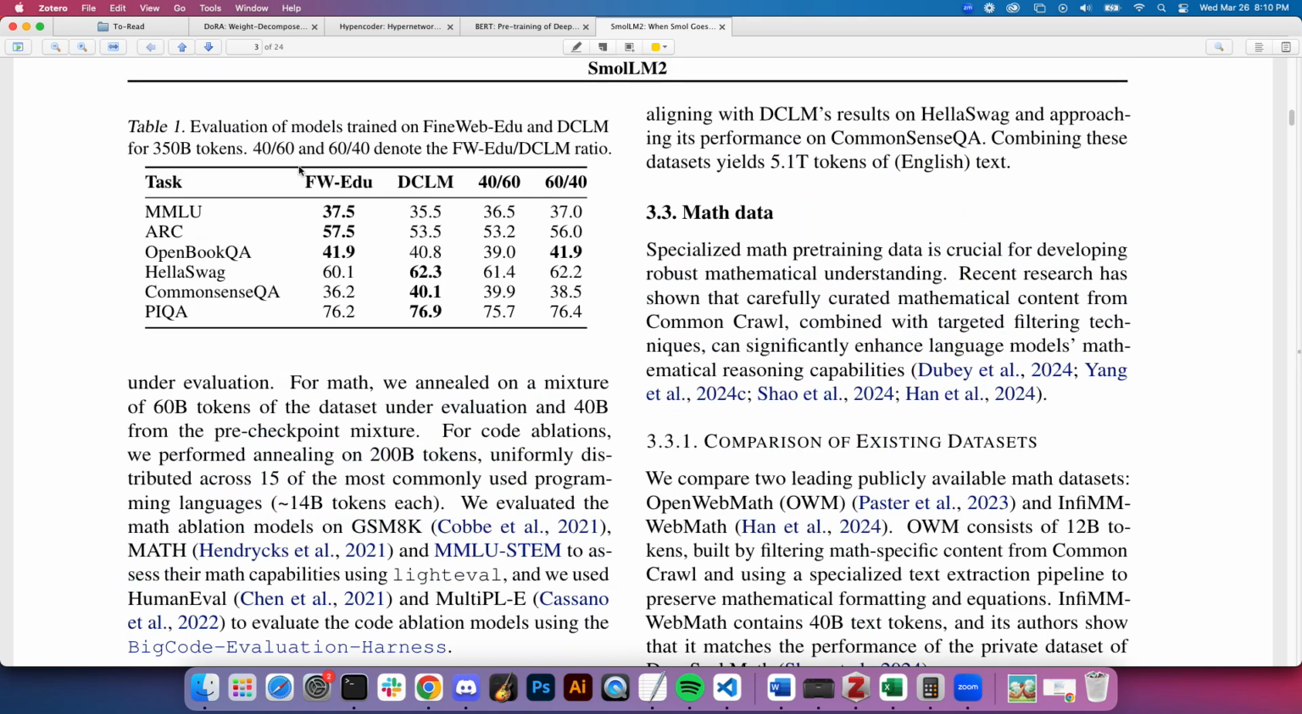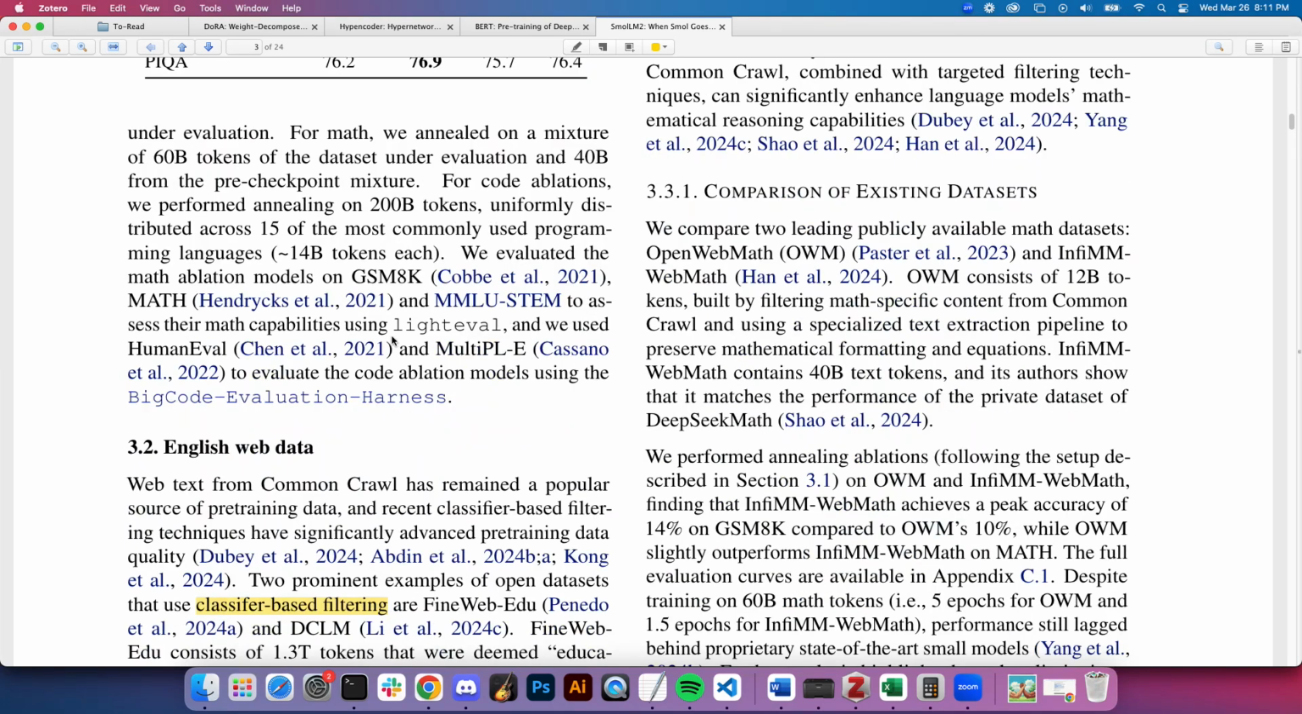So if we go up to Table 1, here's FineWeb-Edu, DCLM, and then 40-60, 60-40 to note the FineWeb-Edu, DCLM ratio. And then here's the performance on the task. And my interpretation of this is that splits are not as effective, I guess, unless for OpenWebQA. Otherwise, just having one data set gives better performance. I guess that's my takeaway there.